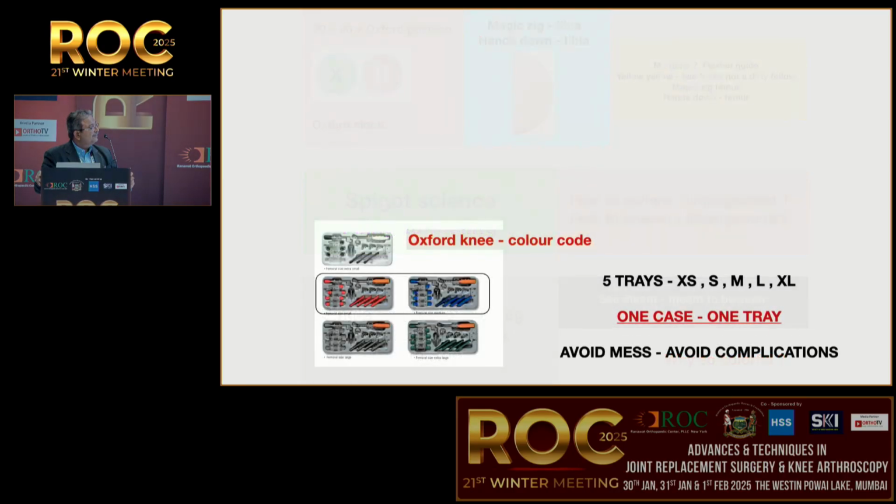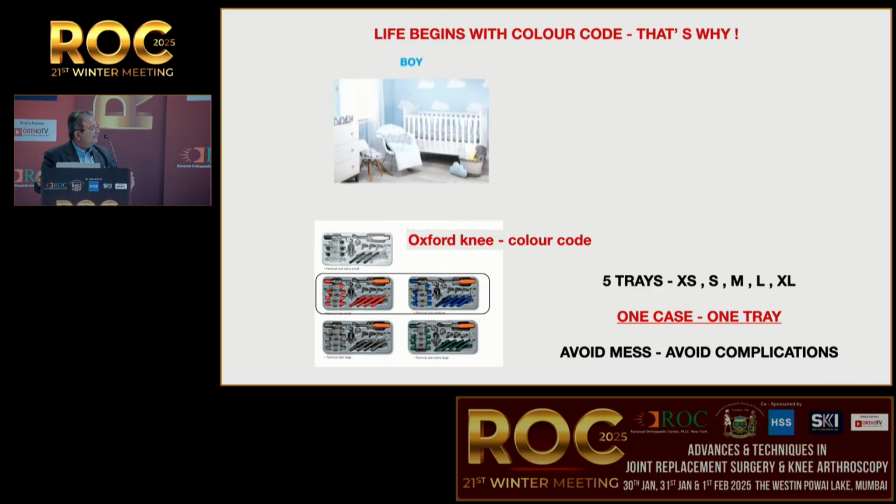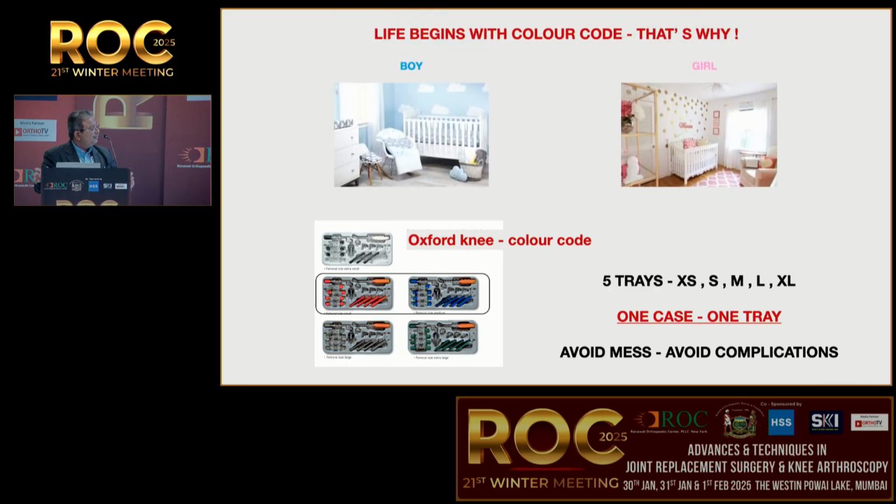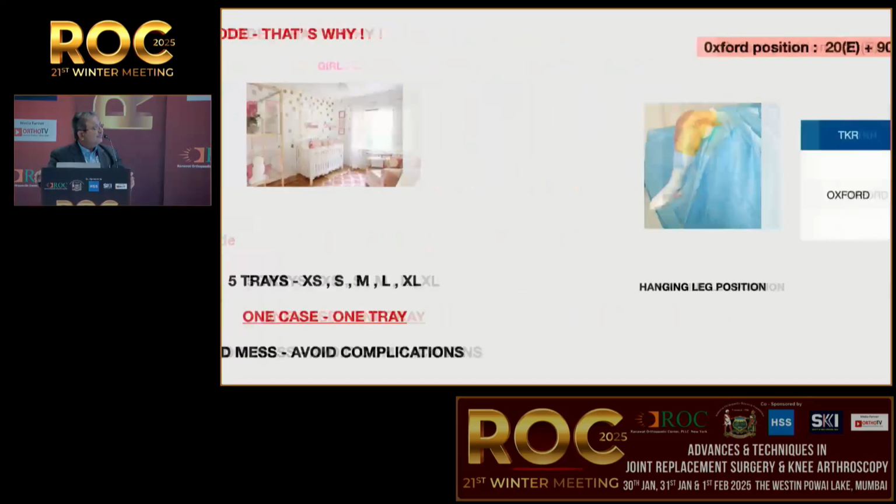So let us go with the steps. These are the trays. Life begins with the color code. So all male patients usually you have a blue tray, and all female you have a red tray. Very rarely you need other trays on the table.